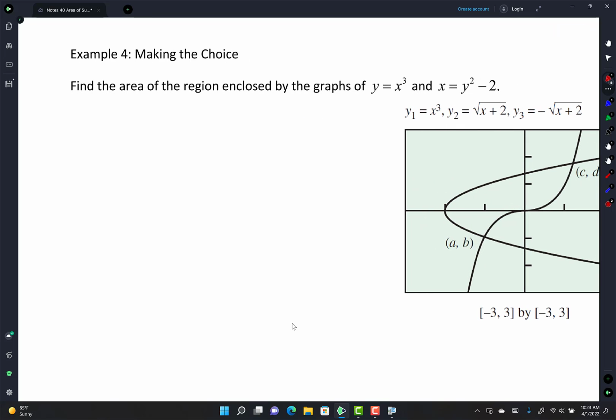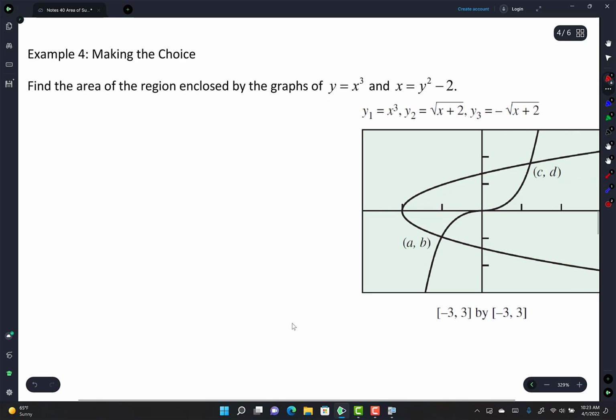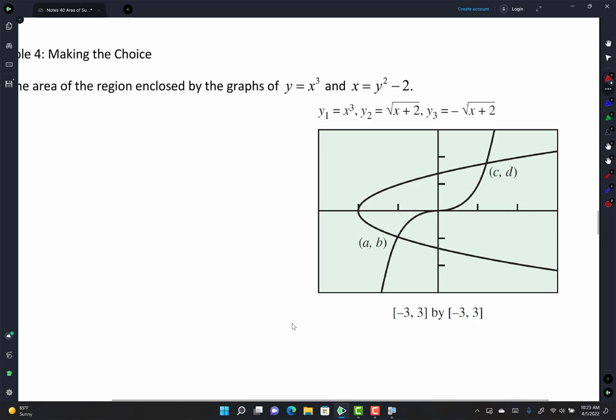Here we go. This is just like your quiz. Find the area of the region enclosed by the graph y equals x cubed and x equals y squared minus 2. So they want this region.